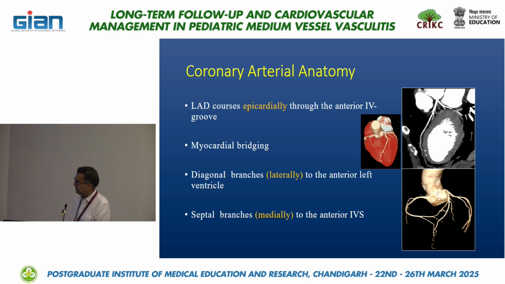Generally the diagonal branches arise laterally and supply the anterior left ventricle, and the septal branches arise medially to supply the septum. Septal branches are very small branches. And generally we look at the bigger, main LAD and the diagonal branches for any abnormality in Kawasaki disease.